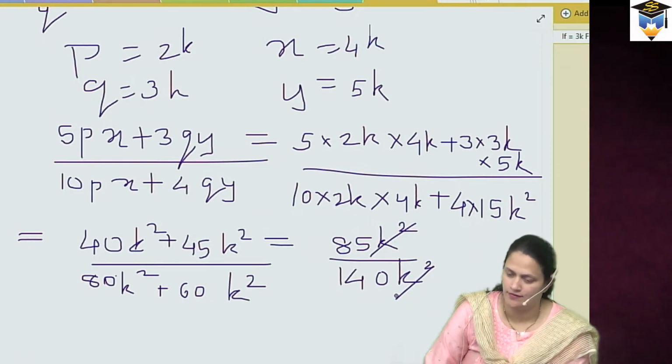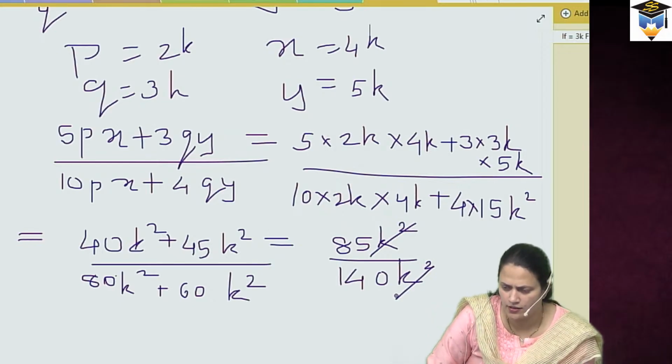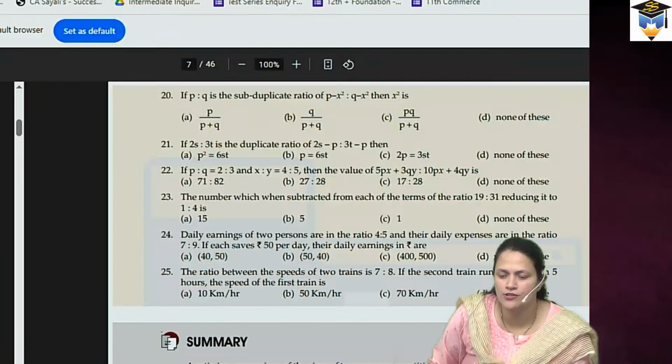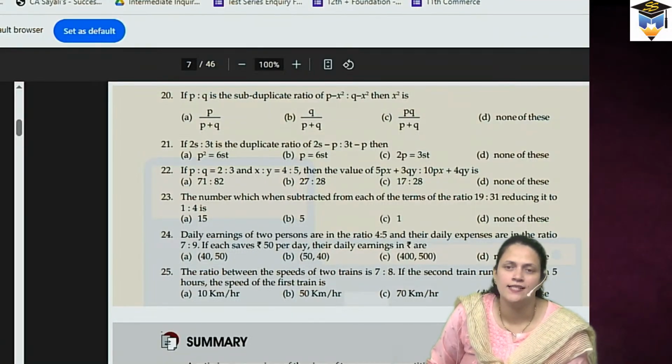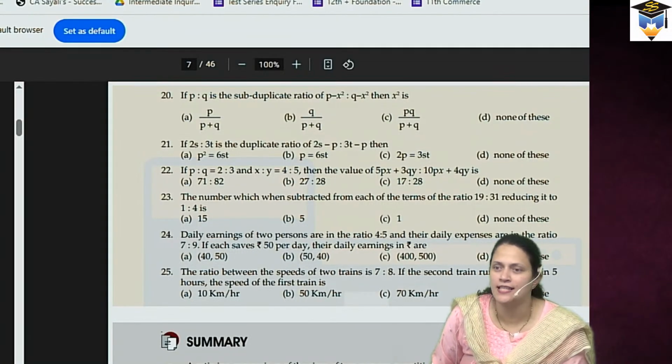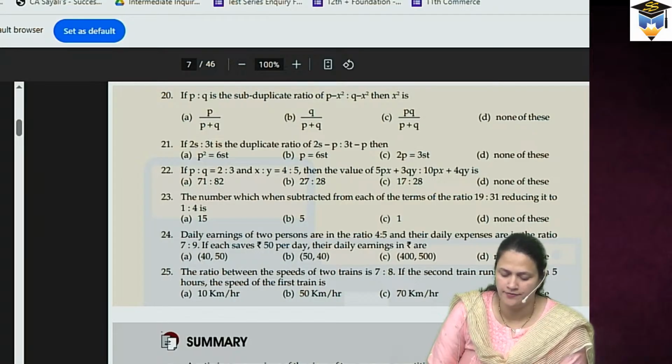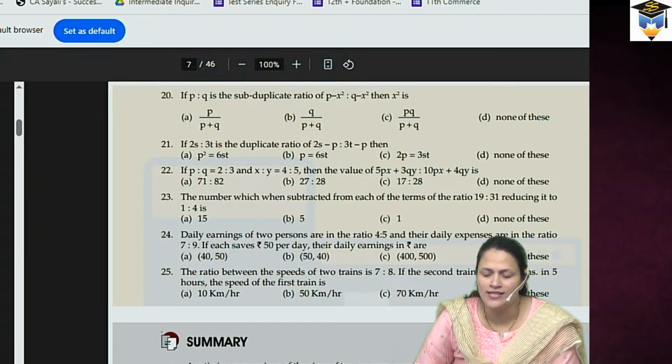17 upon 28. Is the answer available? Let's see what's the answer for this question. Yes, 17 is to 28, option C for 22. Okay, now I want you all to solve the 23rd one. The number which when subtracted from each of the terms of the ratio 19 is to 31, reduces it to 1 is to 4, is.